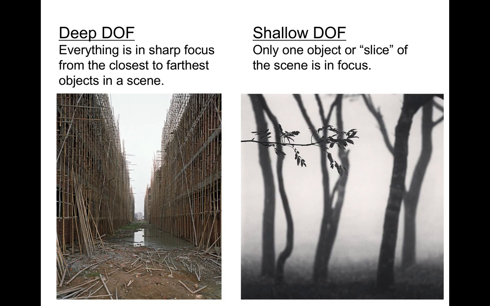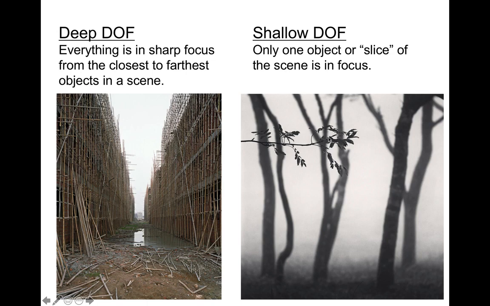So deep depth of field, everything is in sharp focus from the closest to the farthest objects in the scene. And in this Edward Burtynsky, you see the sticks lying on the ground, sharp focus. This building or construction that's way, way out here, also in sharp focus. Everything from the foreground to the background. You might also notice, if you didn't, that's okay, that this is a fairly wide angle lens. Now the one on the right by Albert Renger-Patzsch is shallow depth of field.